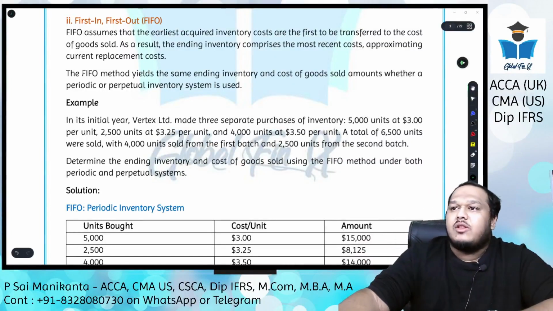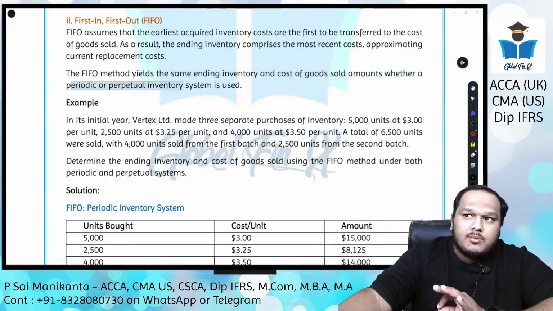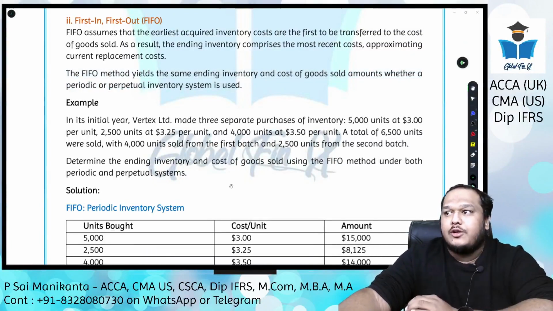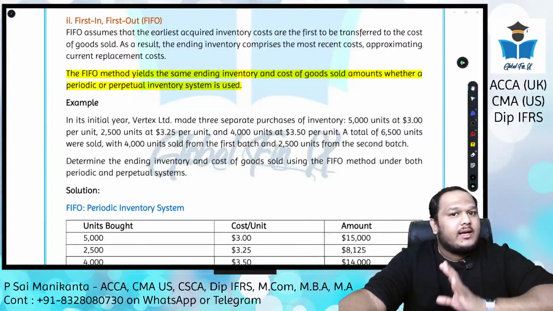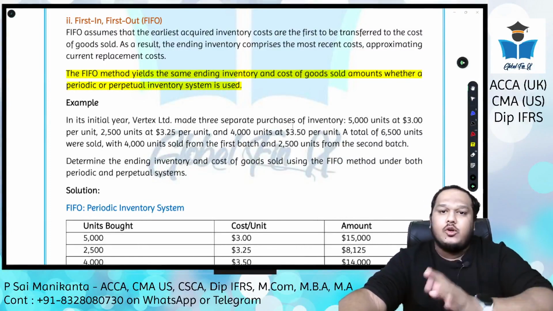Correct? So the FIFO method yields the same ending inventory and cost of goods sold amounts whether a periodic model or a perpetual system is used. Sir, this is very important. I already told you, specific identification and FIFO, there is no difference between periodic and perpetual. But again, we will discuss that and we will do a problem, then you will understand why it is like that.